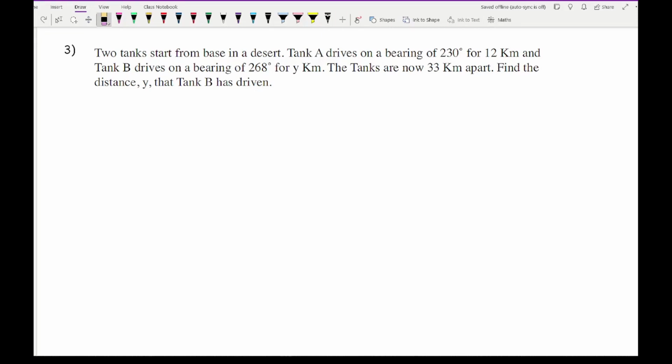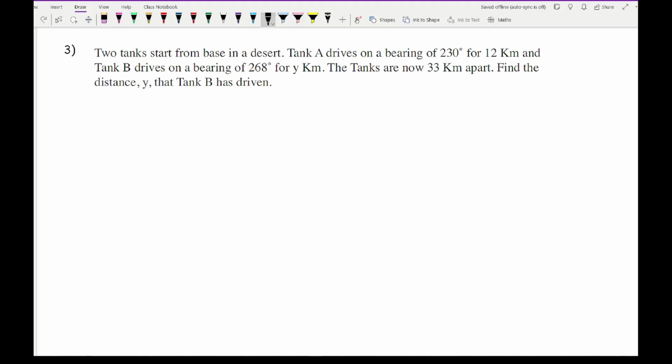So moving on to question 3, it says two tanks start from a base in a desert. Tank A drives on a bearing of 230 degrees for 12 kilometers, and tank B drives on a bearing of 268 degrees for y kilometers. The tanks are now 33 kilometers apart. Find the distance y that tank B has driven.